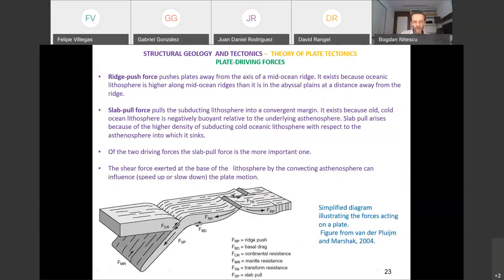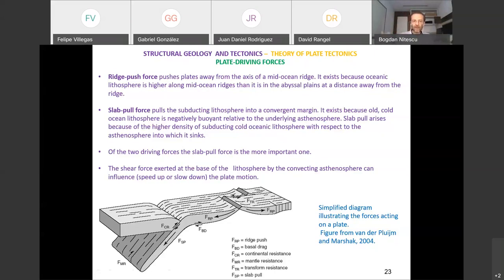So basically, there are two main forces that are considered to be the drivers of this process. One of them is what's called the ridge push force. Imagine that the oceanic lithosphere at the mid-ocean ridges is higher, yeah? So the idea is that because they are higher, they push gravitationally into the plate. So they push the plate. That's the ridge push force, at the mid-ocean ridges.